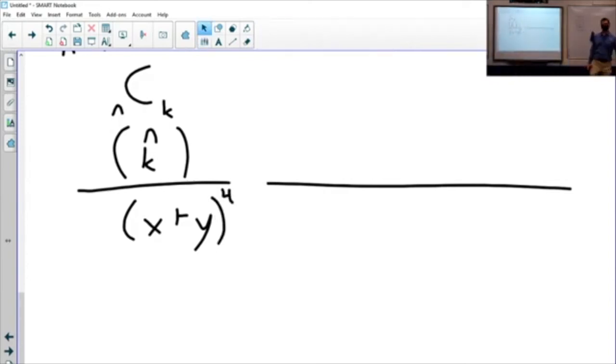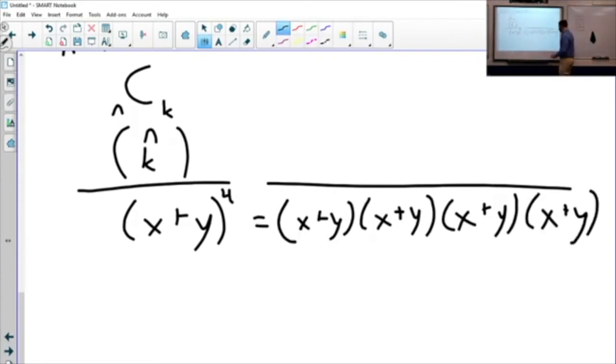I want you to expand out x plus y to the 4th power. And it's going to be a lot of fun. If you remember the shortcut, I don't want you to use it. Do it out the long way. I will give you 5 minutes. You should be able to do it in 5 minutes.